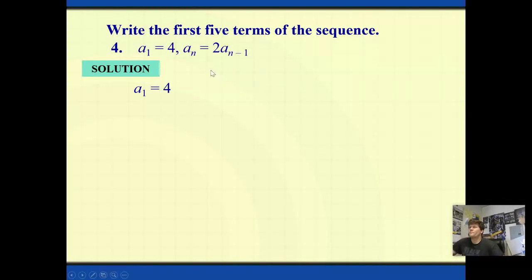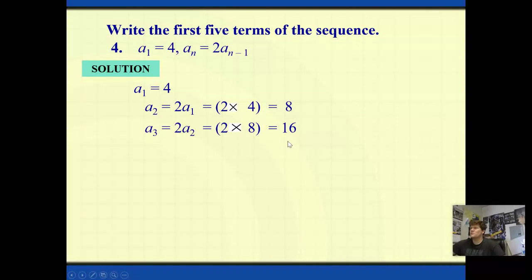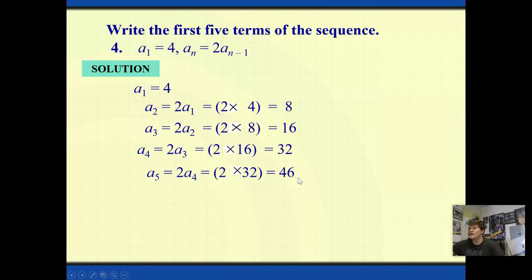All right, so A1's the first one. Times 2 is the pattern. So 4 times 2 makes 8. 8 times 2 makes 16. 16 times 2 makes 32. 32 times 2 makes 64. That's 1, 2, 3, 4, 5. That's all we needed for this list. Oh, man, looks like McGowan has a typo there. Make sure that says 64, not 46 in your list. Don't make the same mistake that I did.